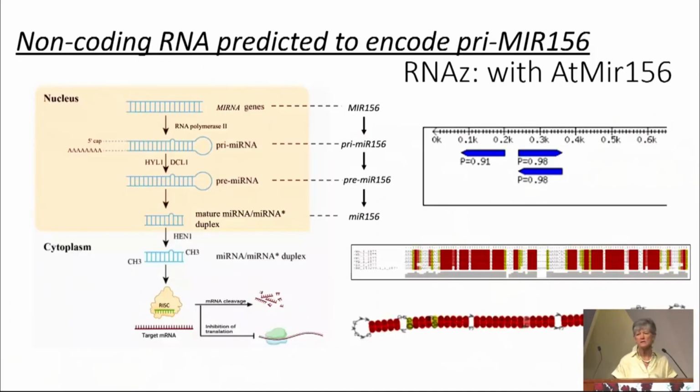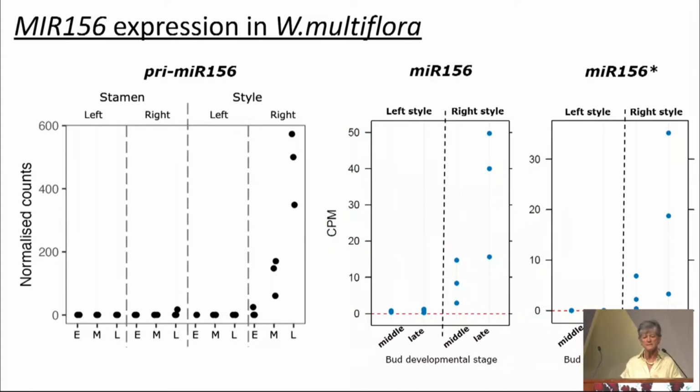When we looked at this non-coding RNA, and we did a blast sequence, it's similar to a PRI-MER156. It's got high similarity to the Arabidopsis PRI-MER156. And if it's processed, you'd expect to get short MER156 and the complementary MER156 star. So we went to the sister species, Wachendorfia multiflora, and asked, do we see the full-length PRI-MER156 in it, and do we see the processed versions? And the answer was yes.